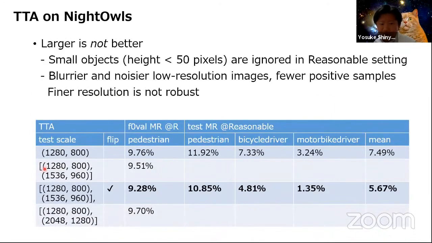For NightOwls, larger is not better. The first reason is that small objects are ignored in the reasonable setting used in the pedestrian detection literature. And compared to Waymo Open, the images are blurrier, noisier, and lower resolution, and have fewer positive samples. So a larger final resolution is not robust.